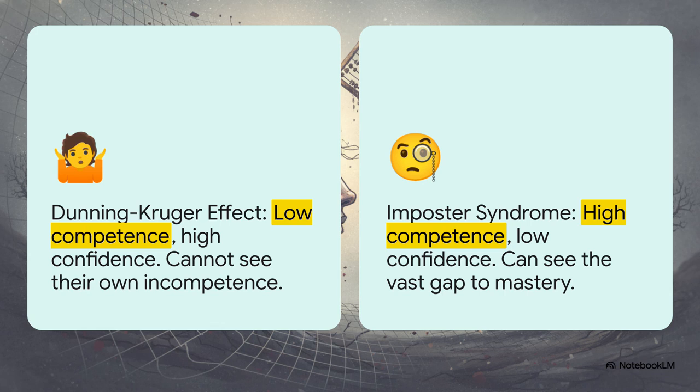And this comparison illustrates its function perfectly. Imposter syndrome is the functional inverse of the Dunning-Kruger effect. Dunning-Kruger is basically the state of being too incompetent to even recognize your own incompetence. Imposter syndrome is the state of being competent enough to see the vast, vast gap between your current skill and true mastery. It is the system's number one defense against complacency.